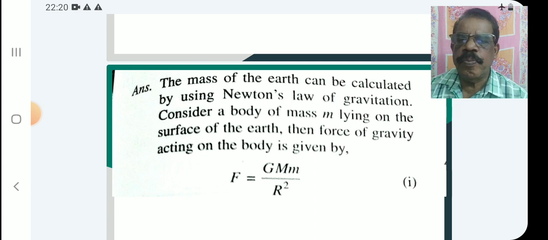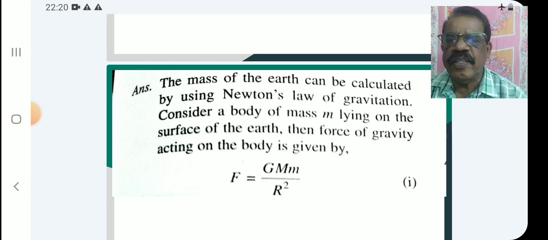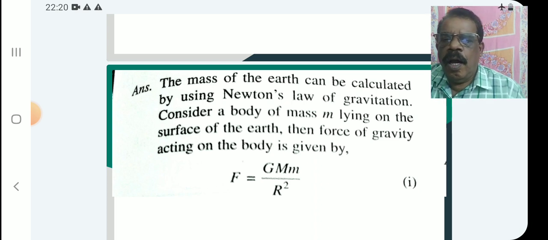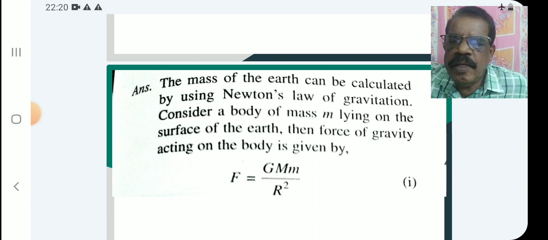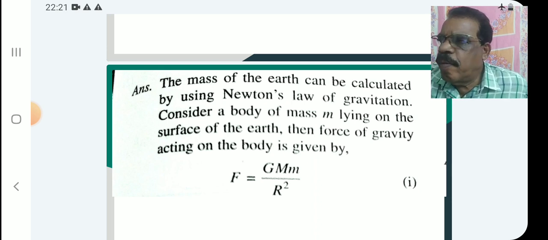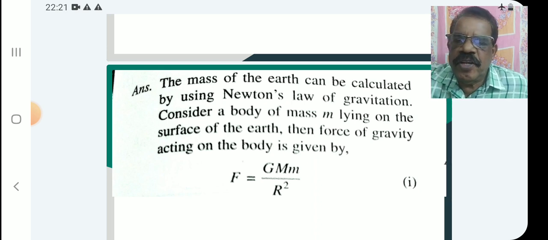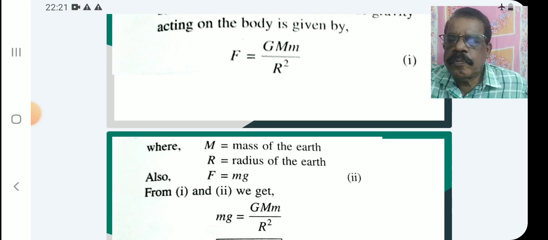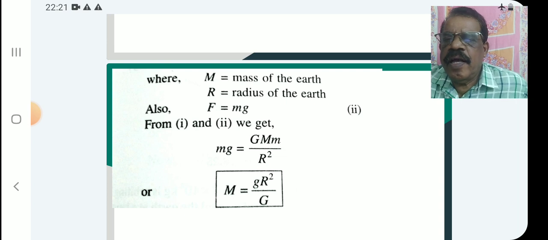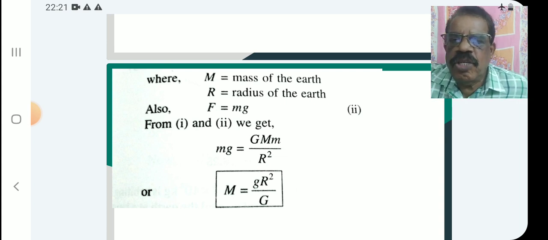Consider a body of mass m lying on the surface of Earth. Then the force of gravity acting on the body is given by F is equal to G M m by R square. The force of attraction between a body of mass small m and Earth of mass capital M is F is G M m by R square, where R is the radius of Earth, M is the mass of Earth, and the force is mg, the weight of the body.